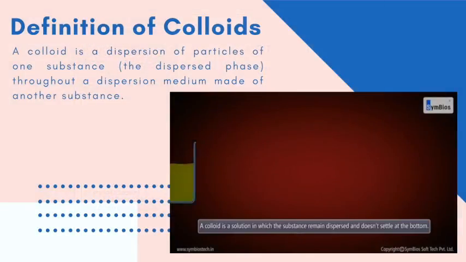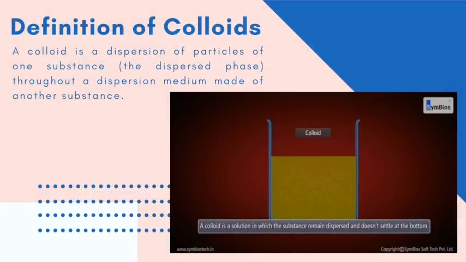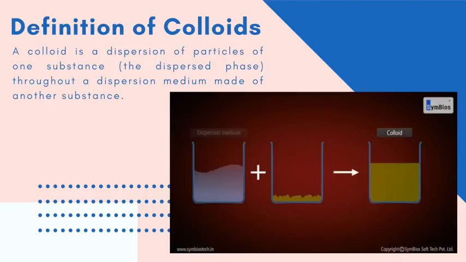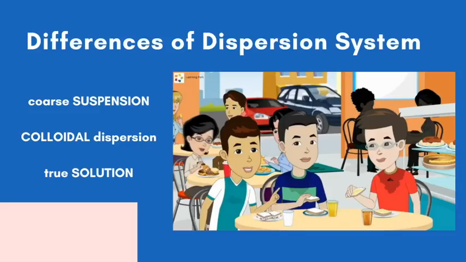I will start with the definition of colloid. A colloid is a solution in which the substance remains dispersed and doesn't settle at the bottom. It consists of two components, which are dispersion medium and dispersion phase. Now we will learn the difference between a solution, suspension, and colloid.